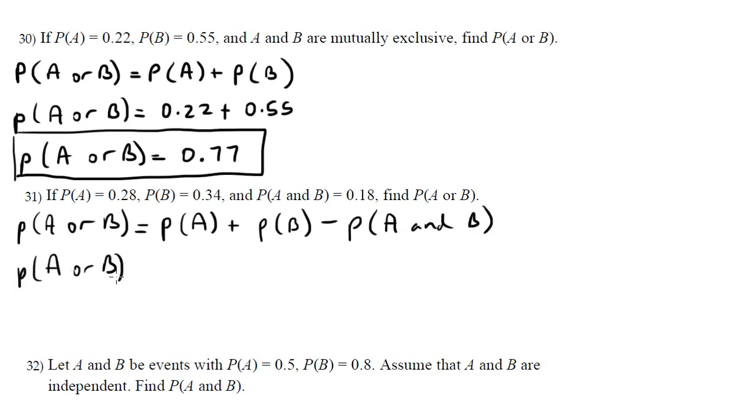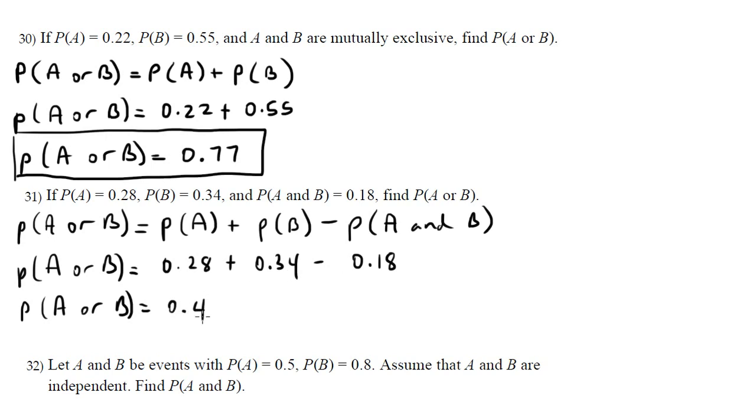Simple arithmetic to substitute these values in. A is 0.28, B is 0.34, and for A and B I'm subtracting 0.18. So A or B equals 0.62 minus 0.18, which is 0.44. 44 hundredths is the probability of A or B.